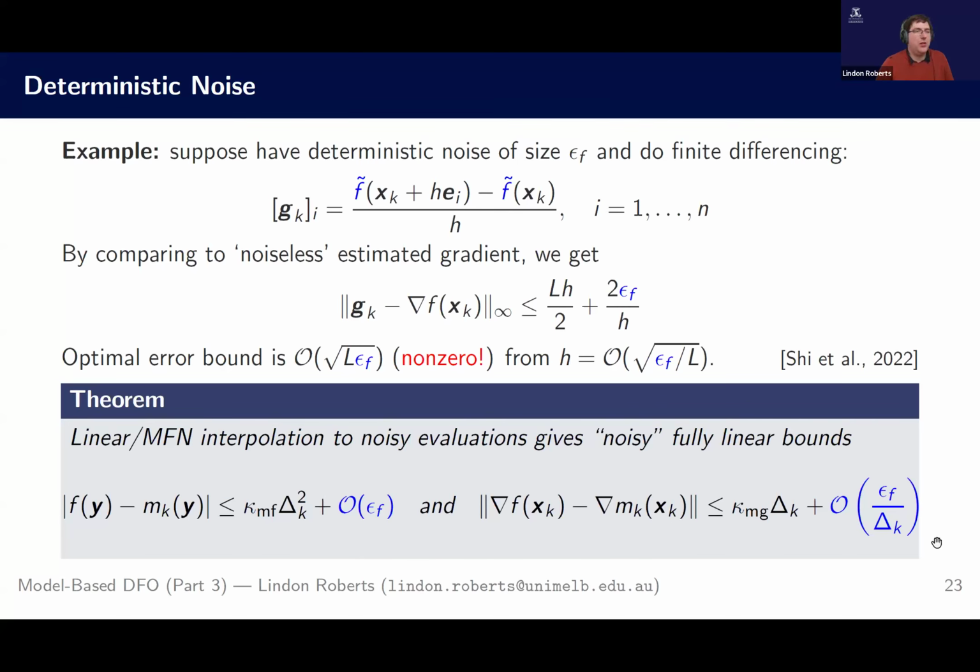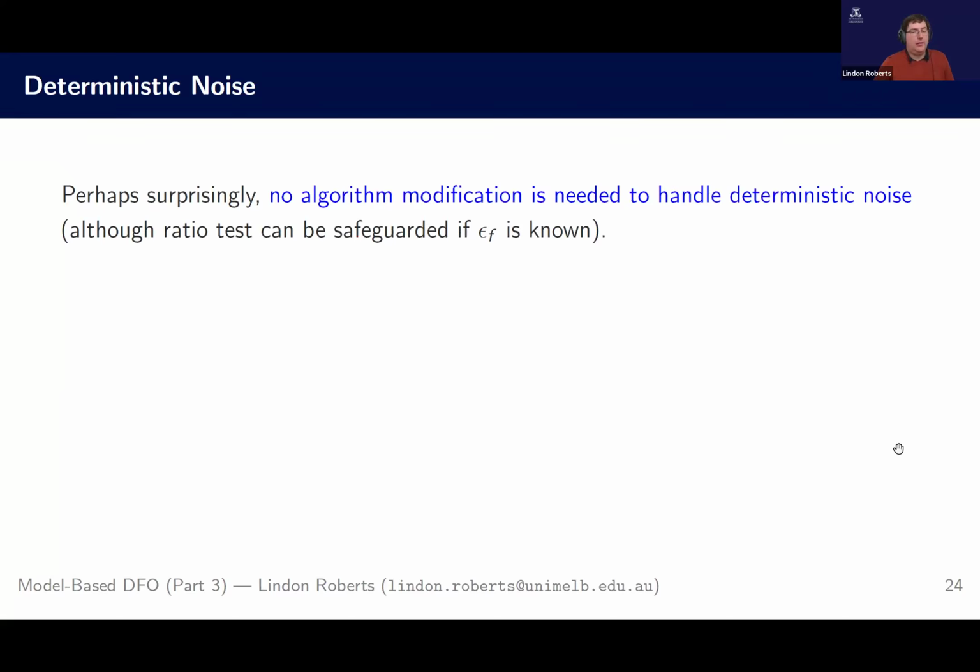The gradient error bound is worse in the sense that as you keep decreasing delta, your error bound starts to grow again. However, it might not be obvious, but it turns out if you just run a model-based DFO method with noisy function values without any modification to the algorithm, you just throw in the noisy values, it will still work. It will still decrease F reasonably well. If you do happen to know epsilon F, you can do additional safeguarding. But if you do no modification whatsoever, it will still work.